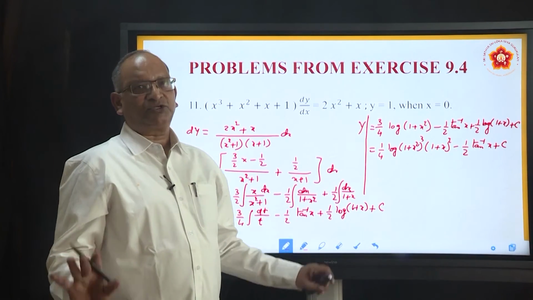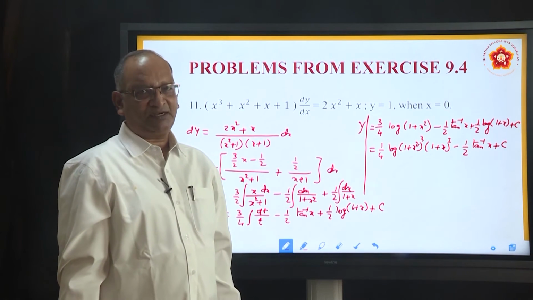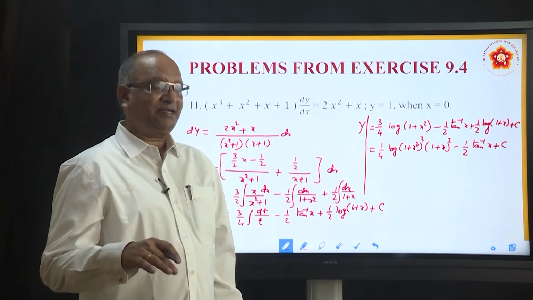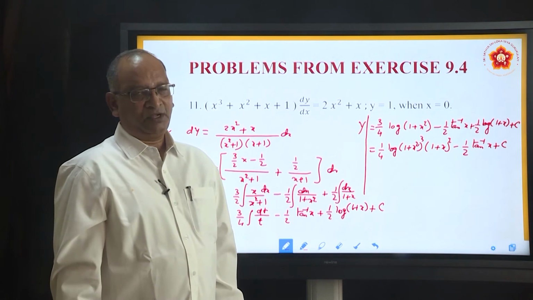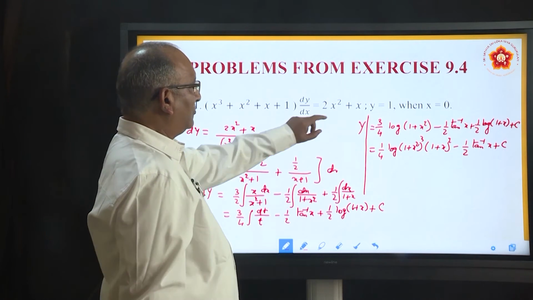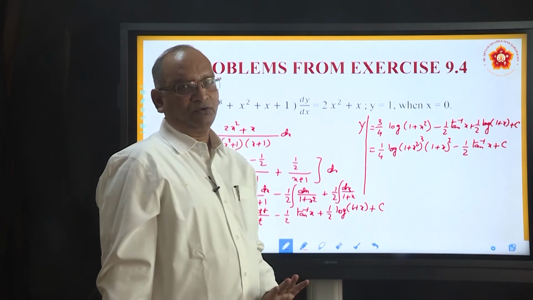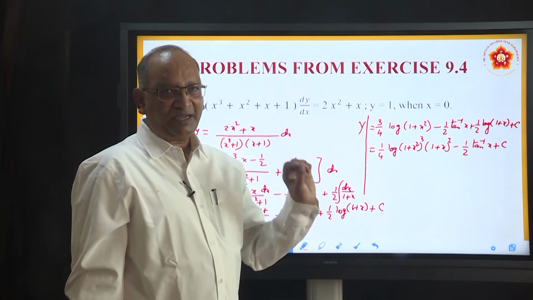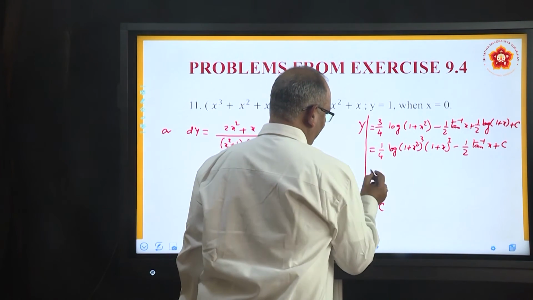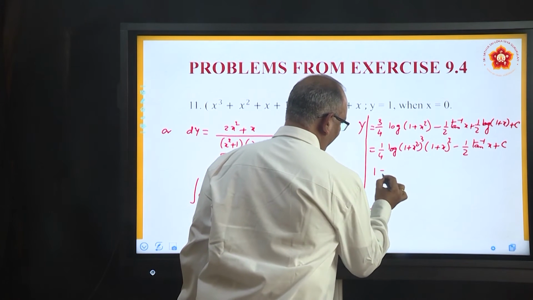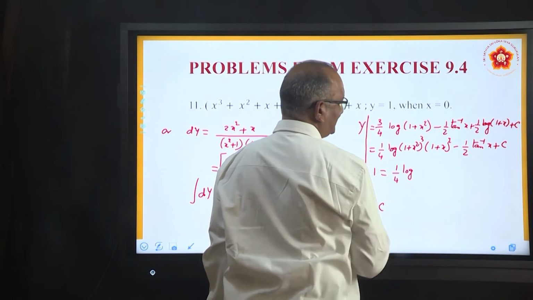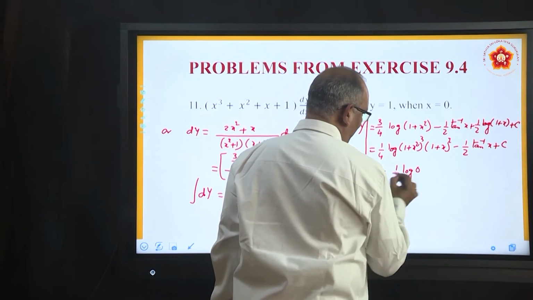If it was a general solution, this could be the answer. But he is asking us to find out the particular solution. How to find out the particular solution? For that, read the question. What does he say? Y equal to 1 when x equal to 0. So, substitute x equal to 0 and y equal to 1 to know what is c. Wherever y comes, write 1. So, 1 equal to 1 by 4 log, in place of x we have to write 0. So, this will automatically become 0.